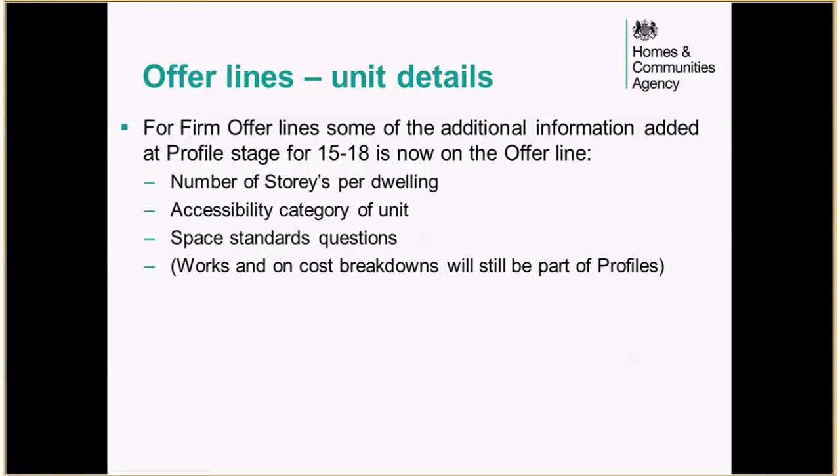Moving on to the unit details, these unit detail changes only affect the firm lines. Some of the additional information that you were having to add as you profiled out for 1518 on the profiles and got ready to grant confirm, you now need to add onto the offer line. That's specifically the number of stories per dwelling, the accessibility category of the unit, and the space standards question. And I've added on there the works and on costs. They will appear as breakdowns later on within the profiles system. You are not required to enter those as offer line data.